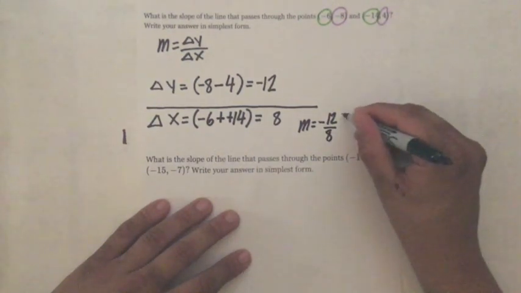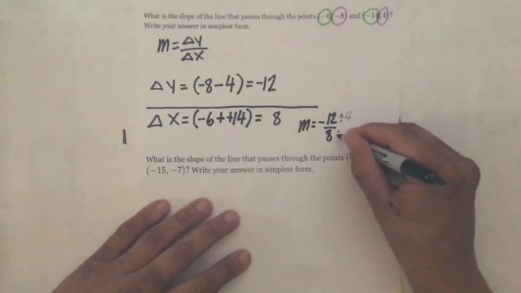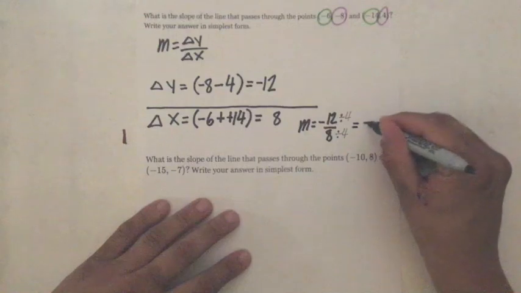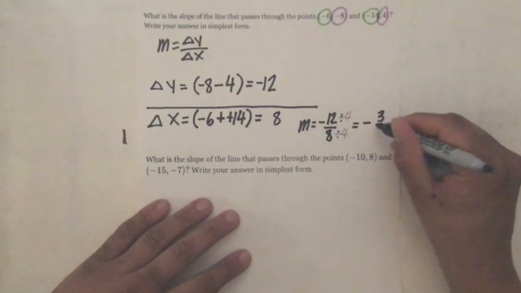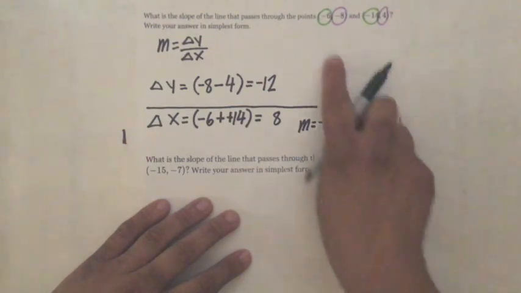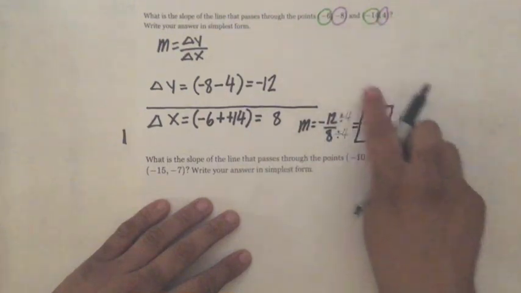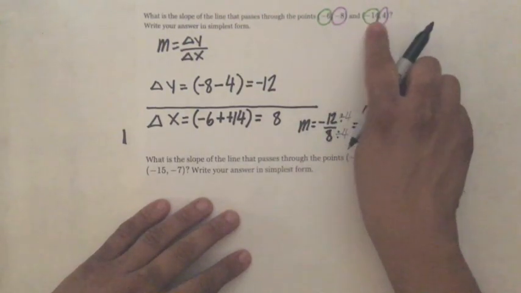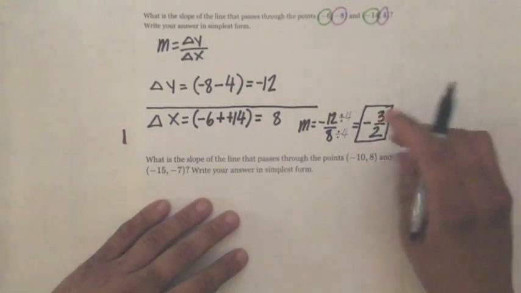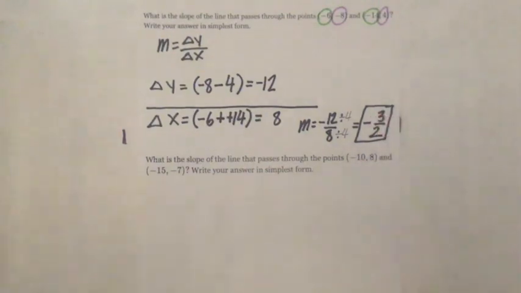Now, I notice I can reduce these two by dividing by 4. And that gives me negative 12 divided by 4 is 3, and 8 divided by 4 is 2. So the slope between these two points here, if we had a graph to get from one point to another, you would go down 3 and over 2, or up 3 and left 2, right? Depends on which point you were going from, from one point to the other.